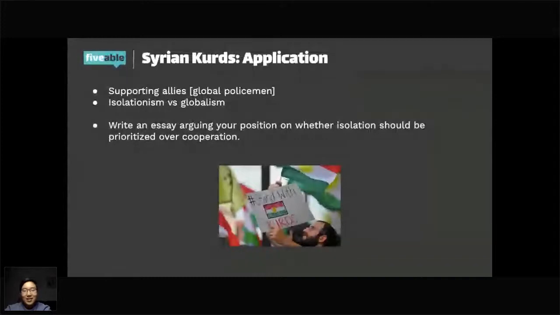Cool. So what's the application of Syrian Kurds, you might ask? It's basically supporting allies, whether the US should be a global policeman, and also things like isolationism and globalism. So an example prompt is: write an essay arguing your position on whether isolation should be prioritized over cooperation. And if you were to write a body paragraph for the argument essay, an example is: isolation should not be prioritized over cooperation as it hurts security. That's just an example. And you can see that materialize in Iraq, where prisoners have escaped that could pose a national security threat to the US.